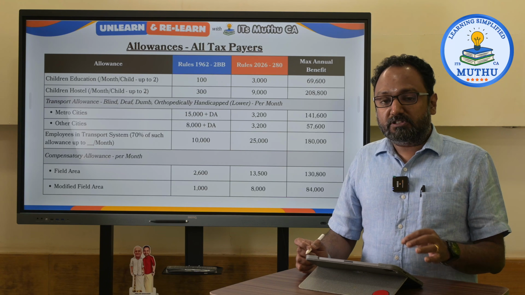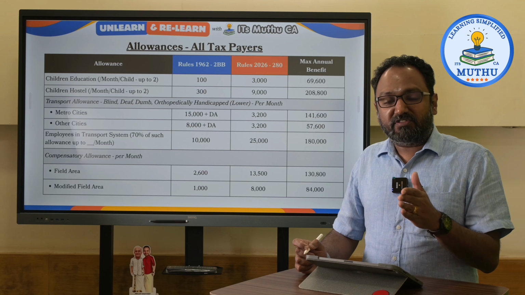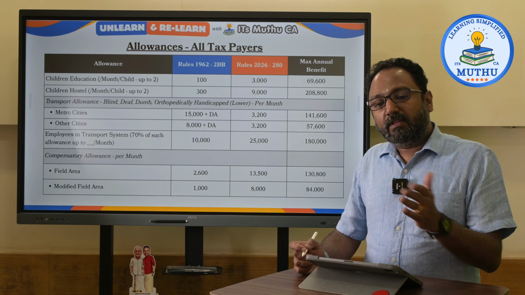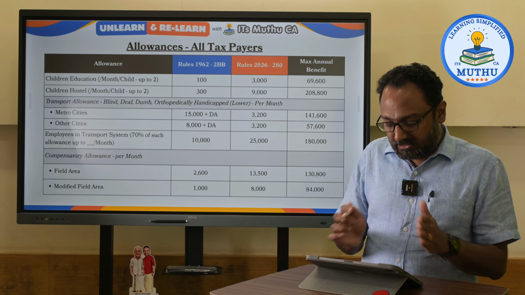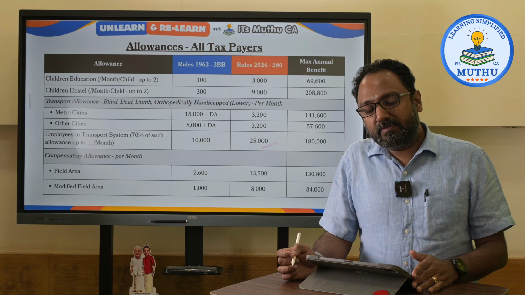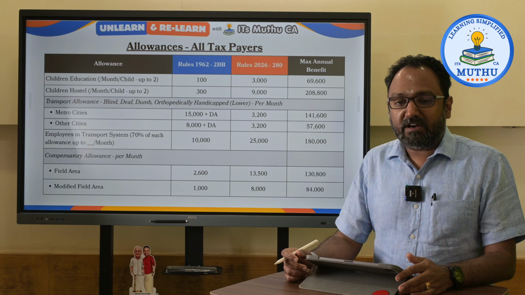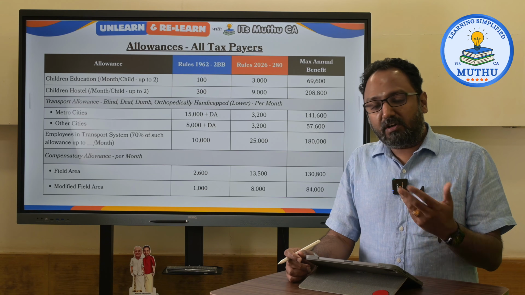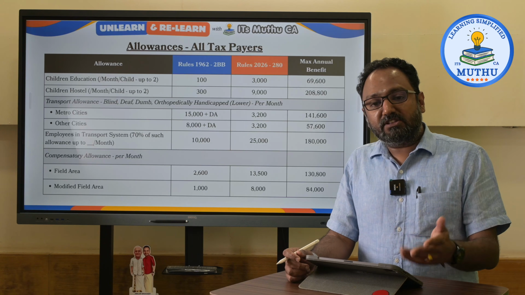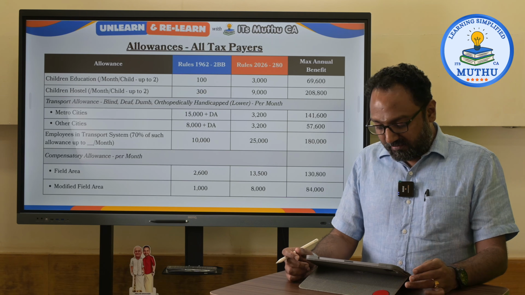Employees in the transport system are eligible to claim the benefit of 70% of such allowance or a maximum of 10,000 per month. Now this 10,000 is increased to 25,000. This might again give you an extra benefit of 1,80,000. So there was a maximum benefit of up to 10,000. Now it has been increased to a maximum benefit of 25,000.